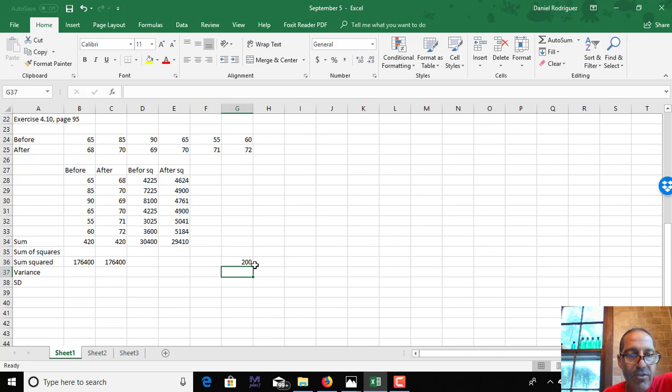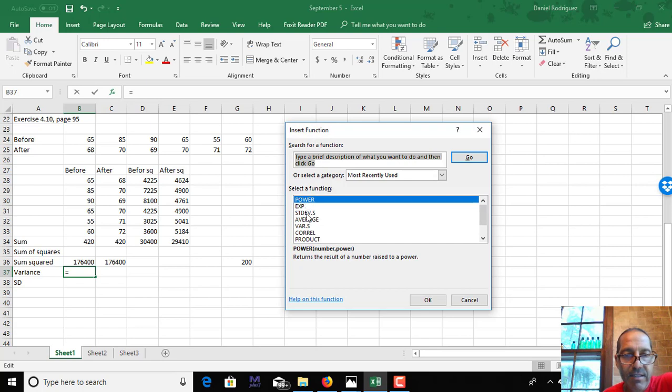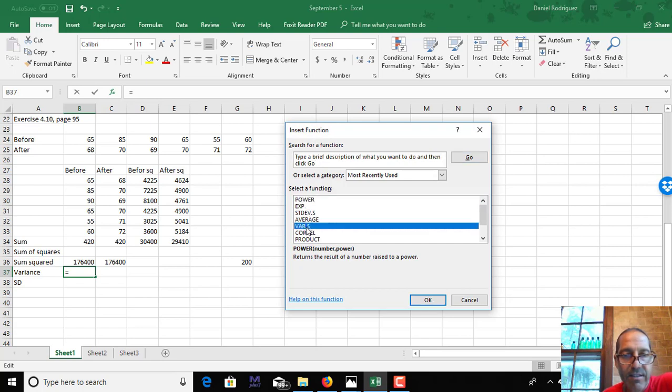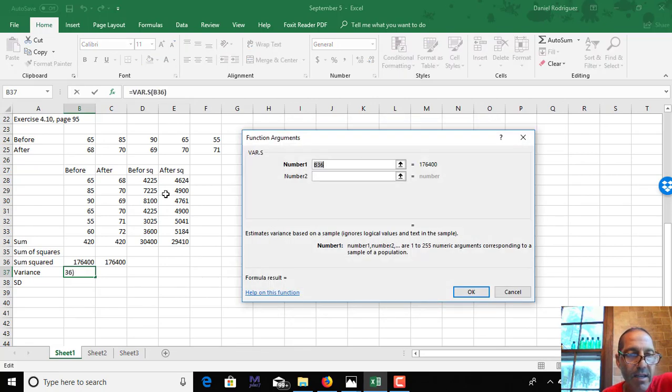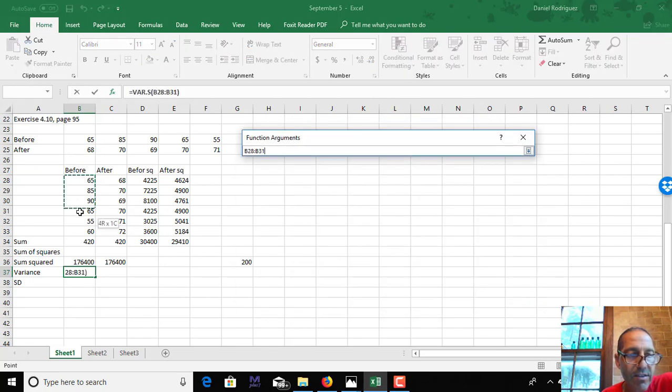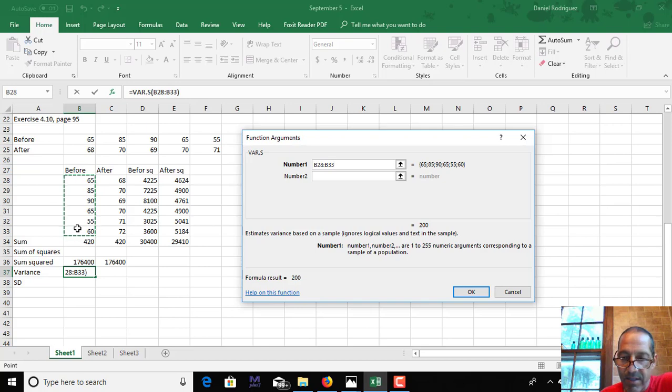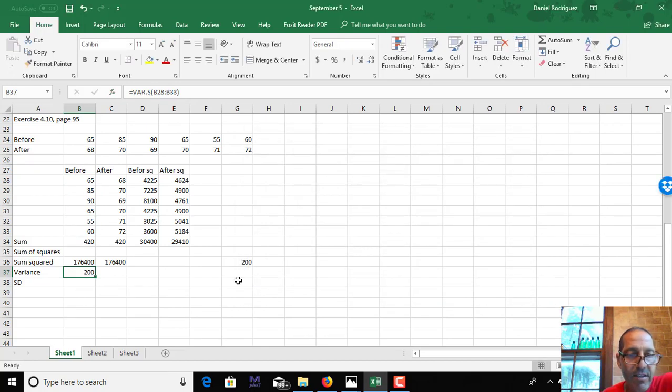All right. So this says that the variance is 200. Well, let's check that by calculating the variance of these values here. So we're going to go to f sub x, and I need the variance, which you can find under statistics, and I want the variance of these values here, and I hit enter, and I get 200. So I did the right thing.